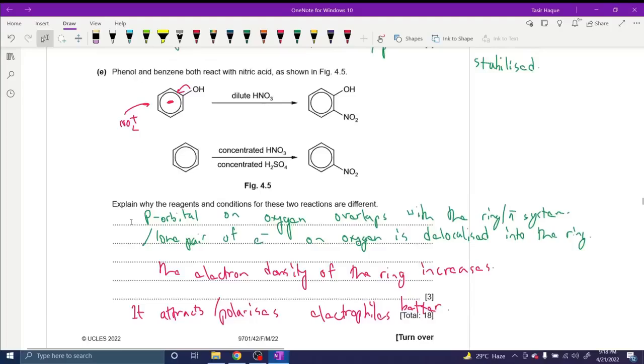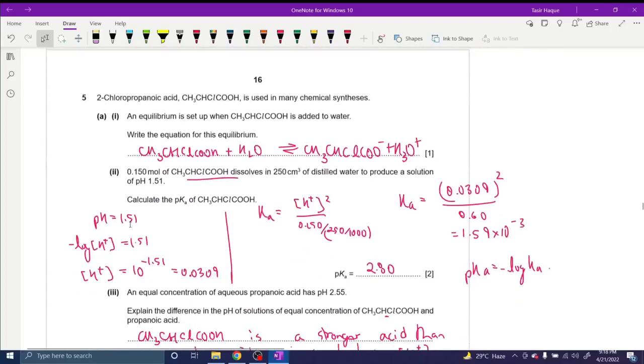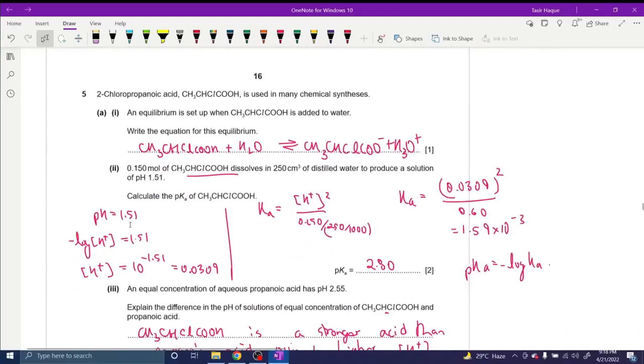Now let's move on to 5. So this is 2-chloropropanoic acid, which is a weak acid. An equilibrium exists when it is added to water. So 2-chloropropanoic acid plus water is equal to the carboxylate anion and hydronium.